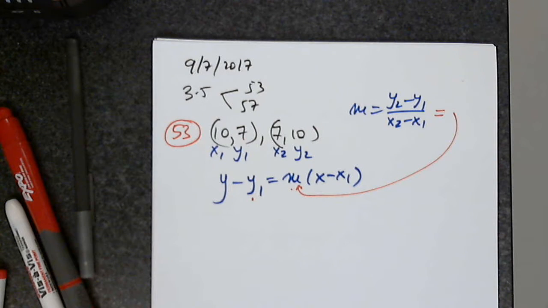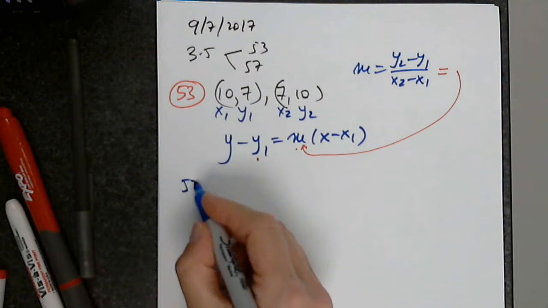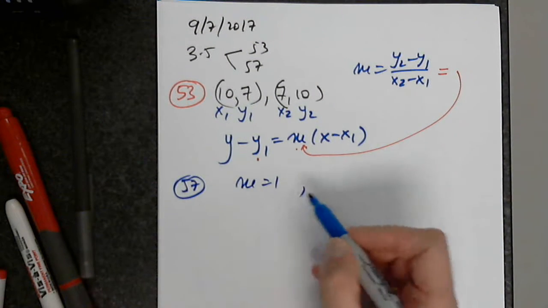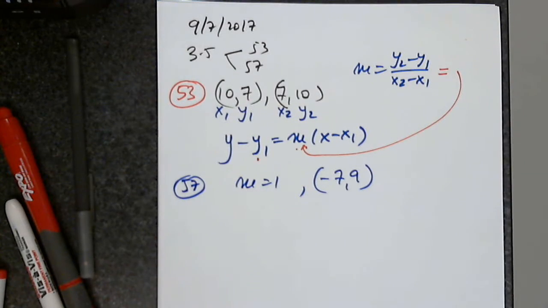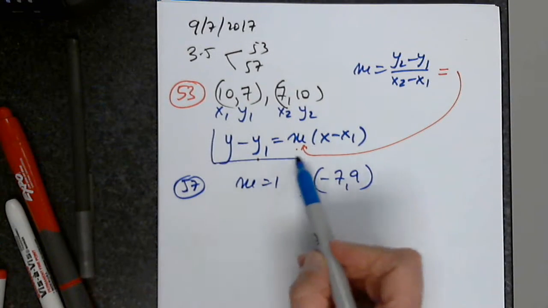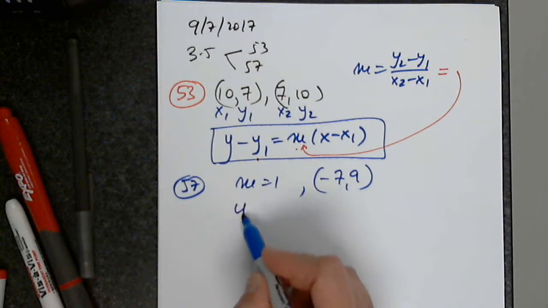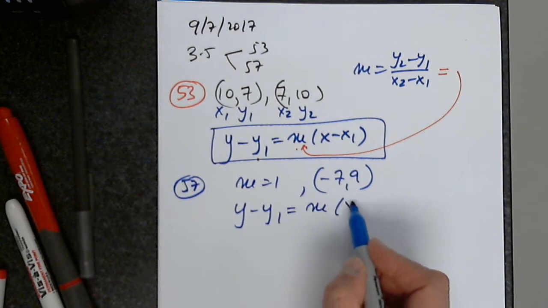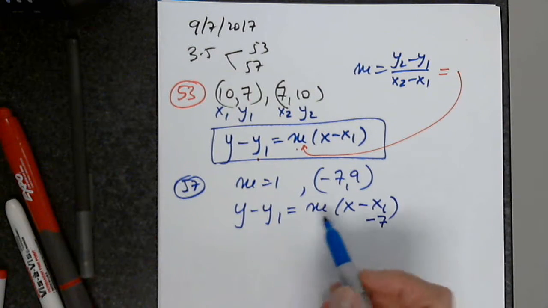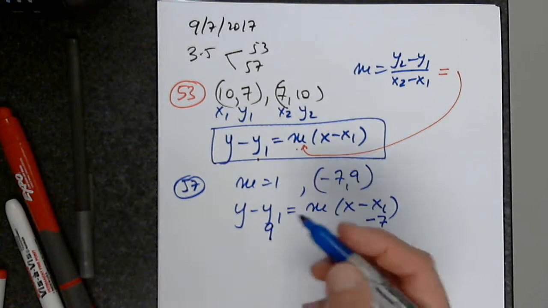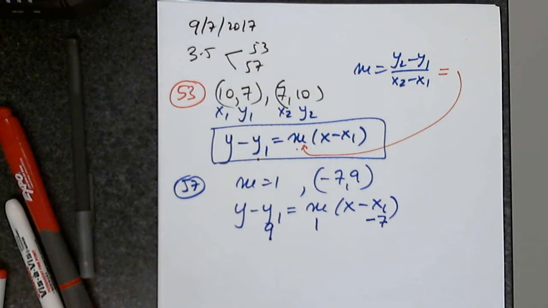So you have the slope 1, and the point is (-7, 9). So we are given the slope and we are given a point. That's the only equation we need. We're going to write it one more time. y minus y1 equals the slope times x minus x1. And you only have to replace x1 by negative 7, y1 by 9, and the slope by 1. And then you have to solve for y. Do you think that that is good enough?